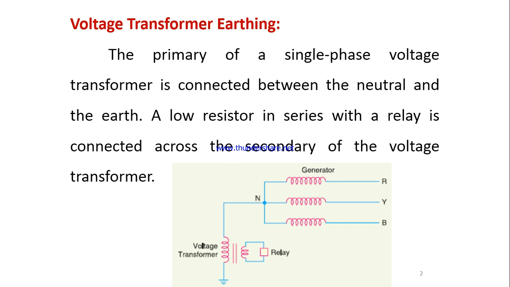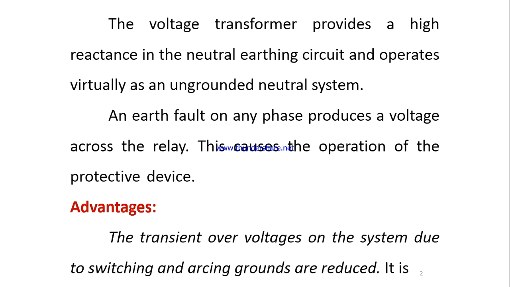While considering voltage transformer earthing, this is simple. We are connecting a voltage transformer, a potential transformer, at the neutral. The primary is directly connected to the neutral, and a low resistance in series with the relay is connected at the secondary side. This will be very effective, since an earth fault on any phase produces a voltage across the relay, and this will trip the circuit. So automatically there will be a reduction in the impact of the fault.